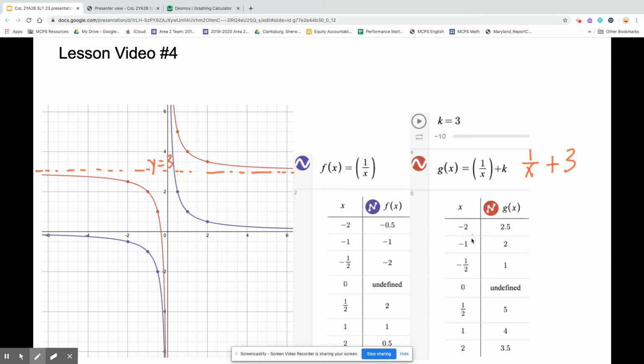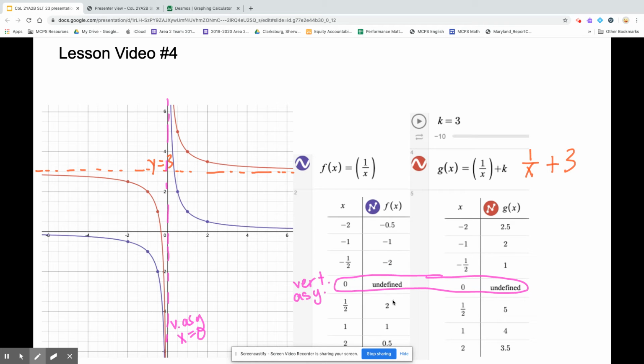What do I notice about my table of values? My value at 0 is still undefined. Why is that? This represents my vertical asymptote. And my vertical asymptote is still along this line here at x equals 0, because I cannot put a 0 in the denominator of a function.